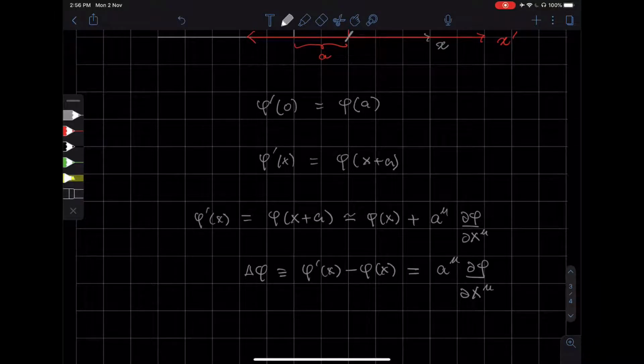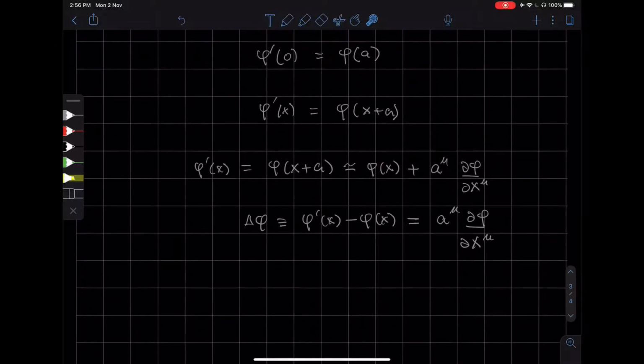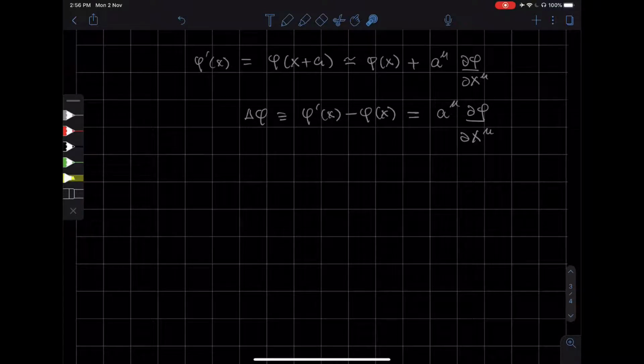Here we see that we actually have 4 parameters, a mu. So if our Lagrangian or our action remains invariant under these 4 transformations, we're going to have 4 conserved charges. Now, the Lagrangian density is also a scalar. Technically, it's actually a scalar density, but for our purposes, we can consider it to be a scalar. So its change is going to be very similar to the change of the field. So del L will be given by a mu times the derivative of L with respect to x mu.